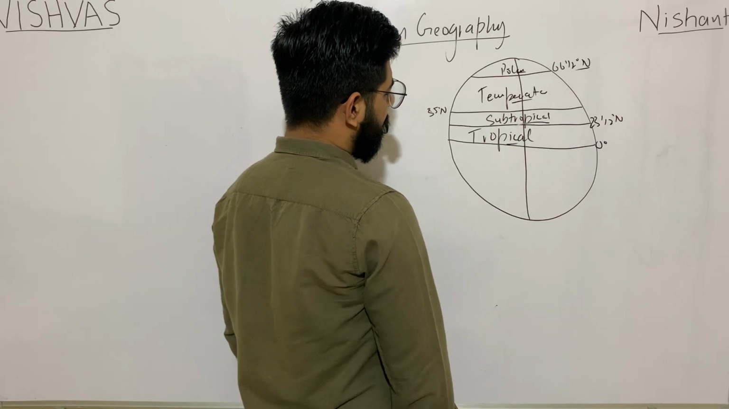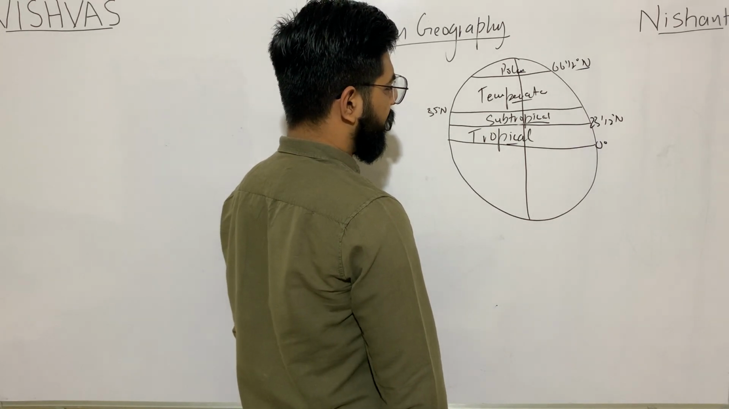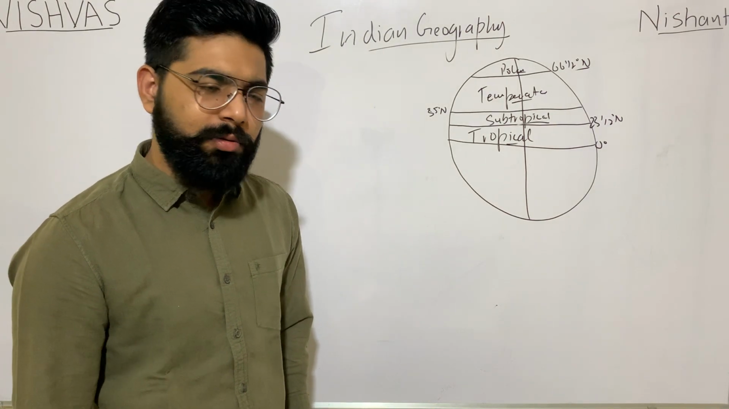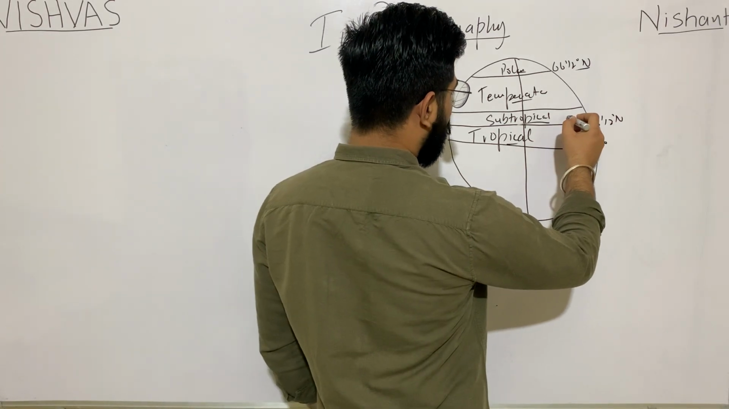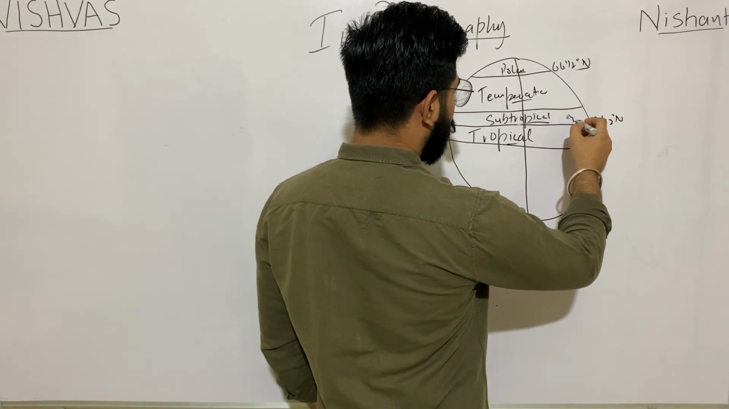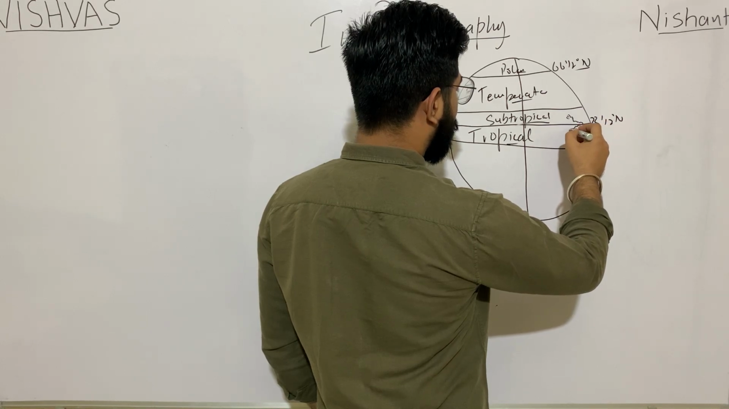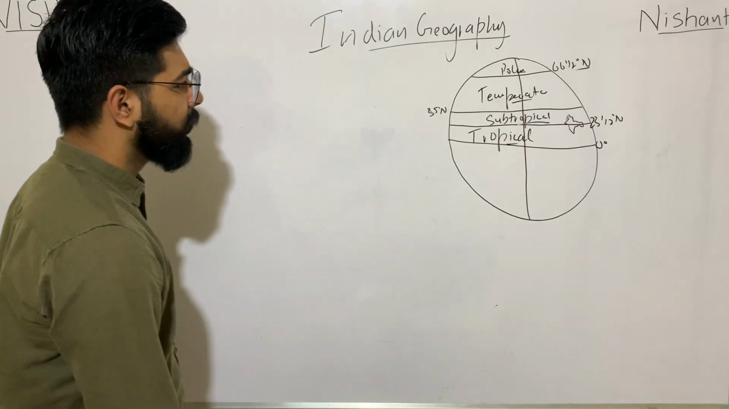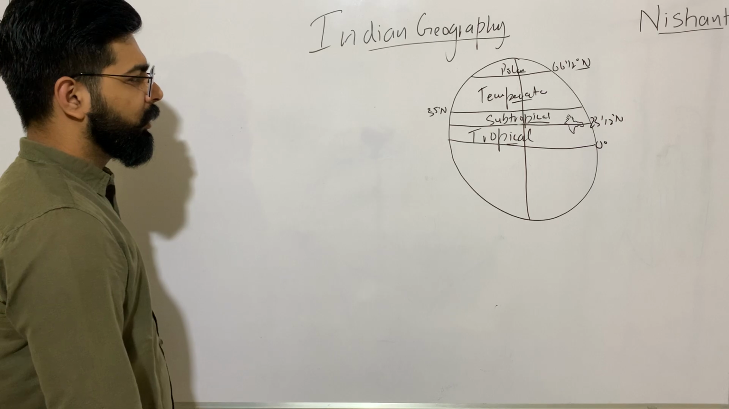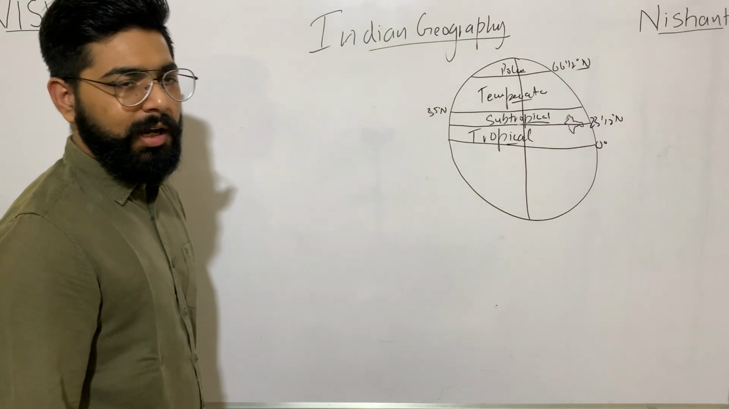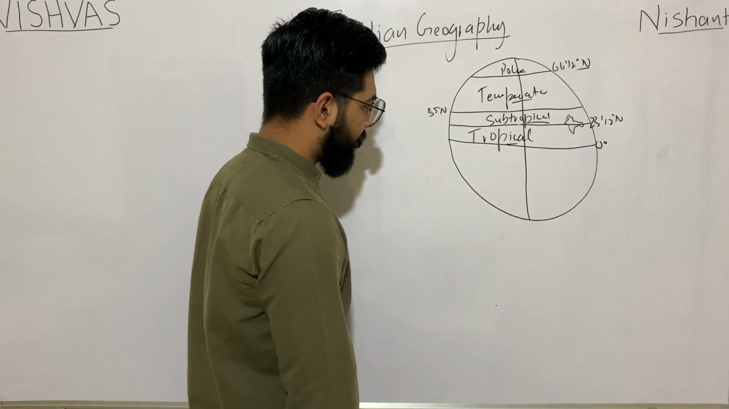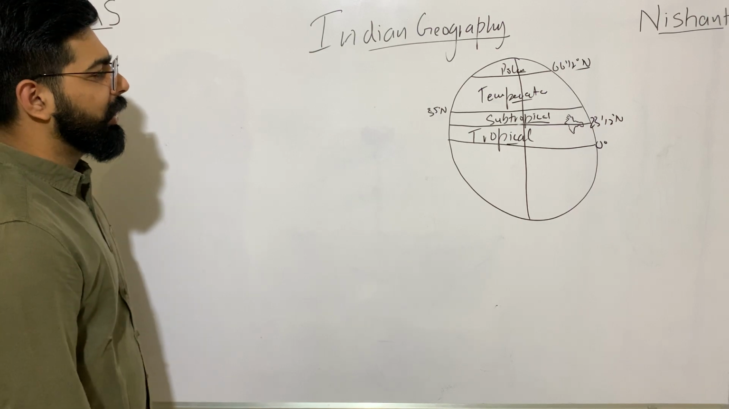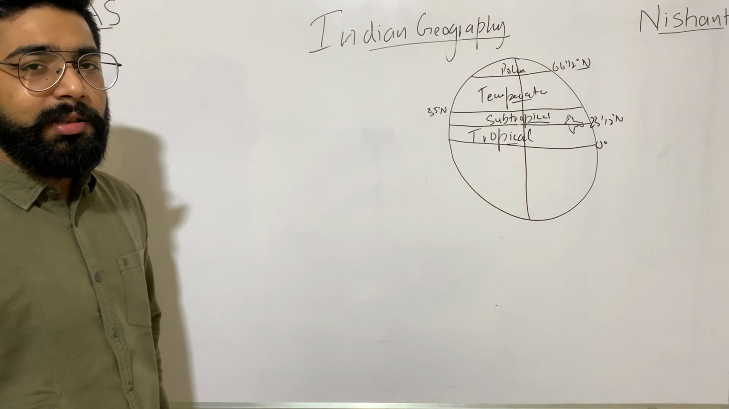So India is situated such that the Tropic of Cancer passes through India and divides it into almost two equal parts. If I look at the location of India, it is somewhat like this. So the Tropic of Cancer almost divides India into two equal parts. Now what we have to study is the longitudinal and latitudinal extent of India.